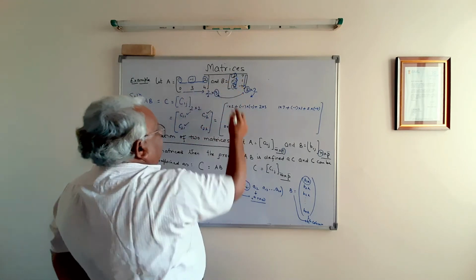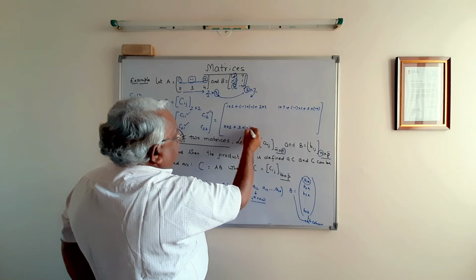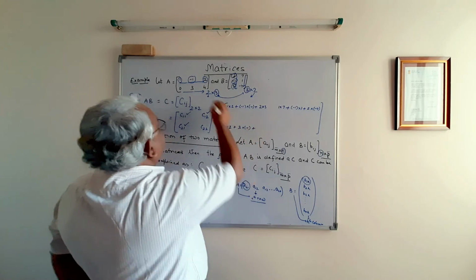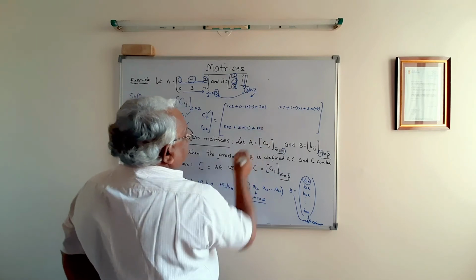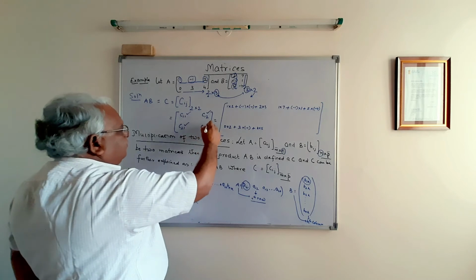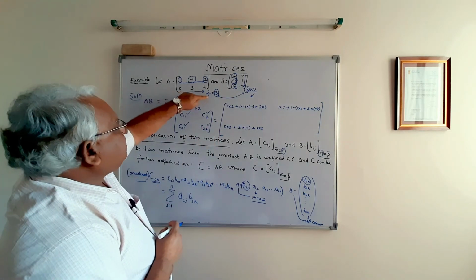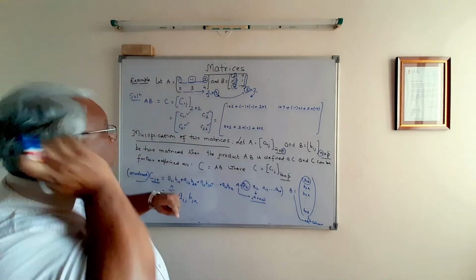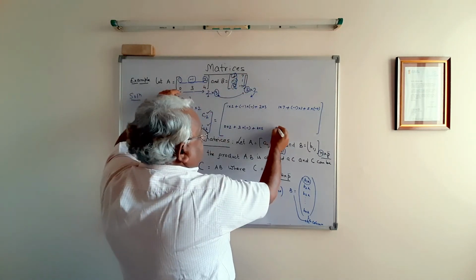3 into minus 1 plus 4 into 5. This is over. Now the last is left, C22. C22 means second row with the second column. So now you multiply 0 into 7.